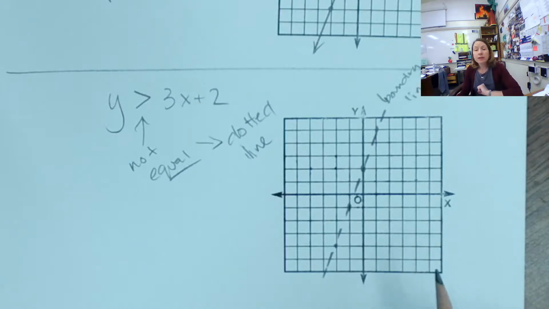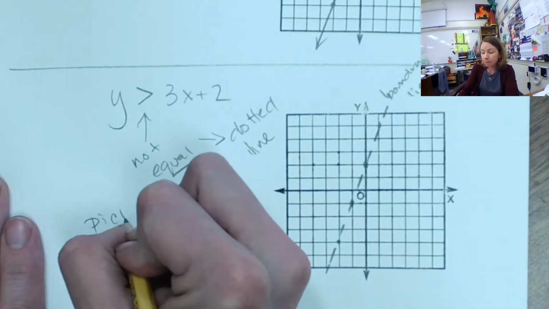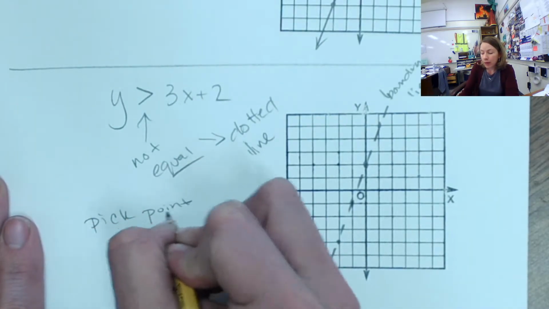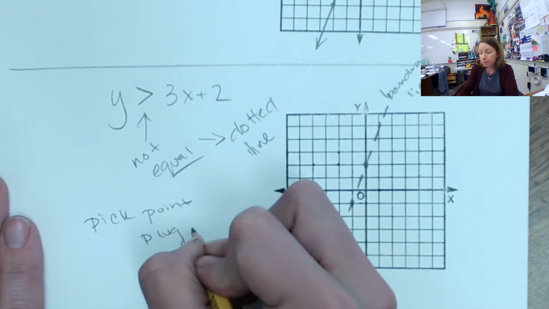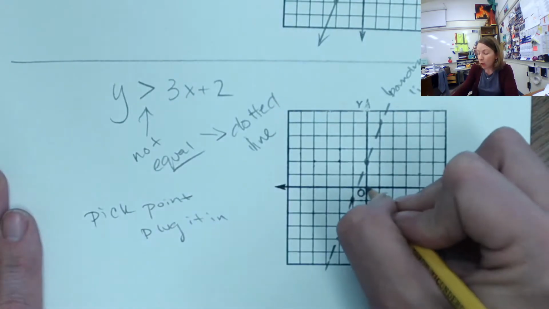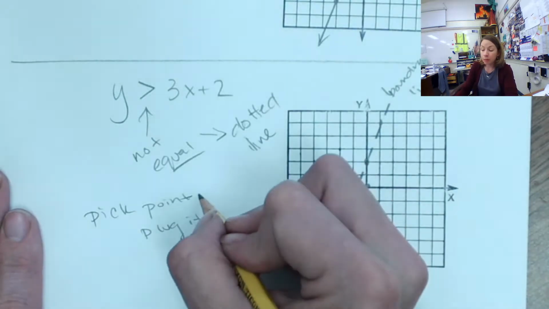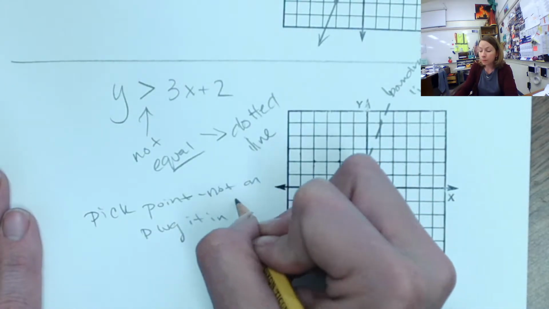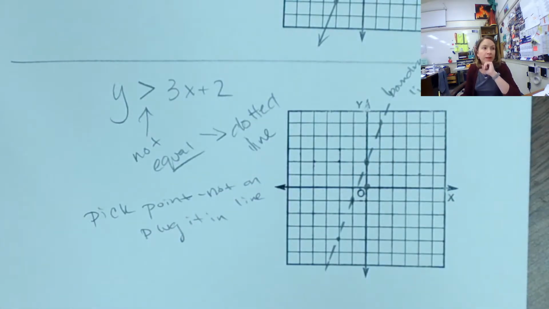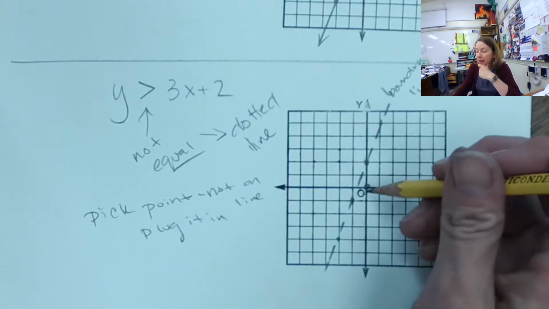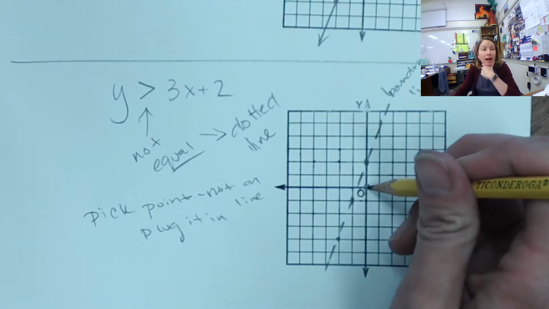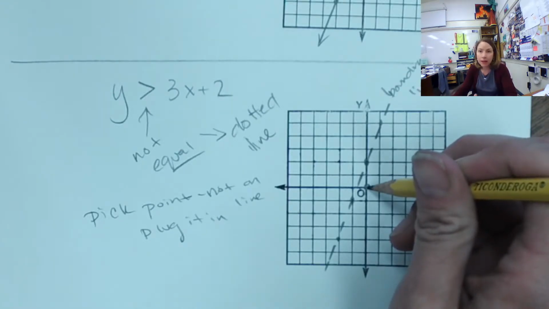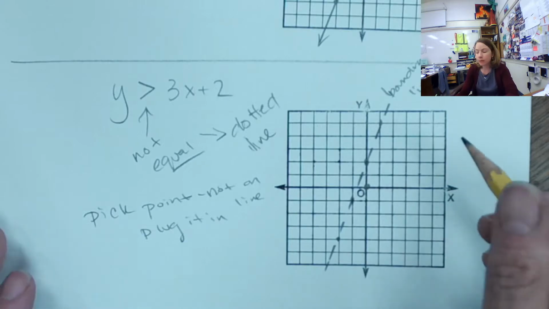So what I want to do is I just want to pick a point and plug it in. I am always going to pick 0, 0. You want to pick a point not on the line. If it's on the line, then it won't tell you which side of the line to shade. But I'm going to pick 0, 0 because that way I can tell really quickly if it's going to work or not. It's easy to plug in. I don't have to think about which is my x and which is my y.